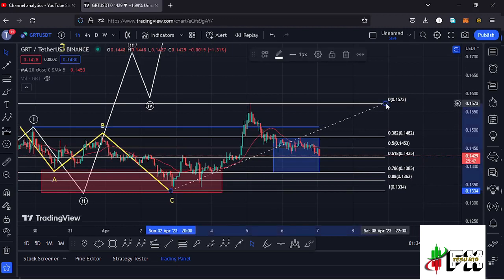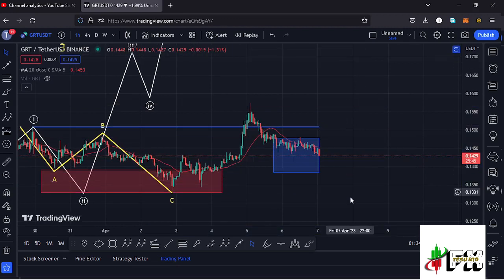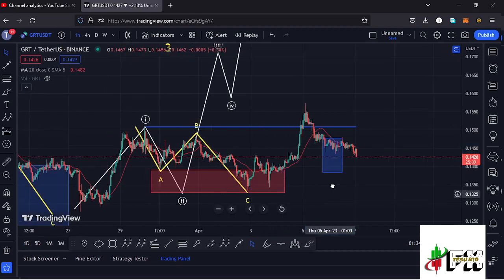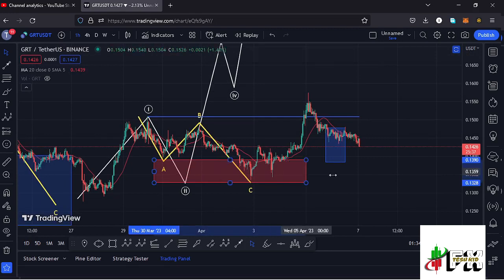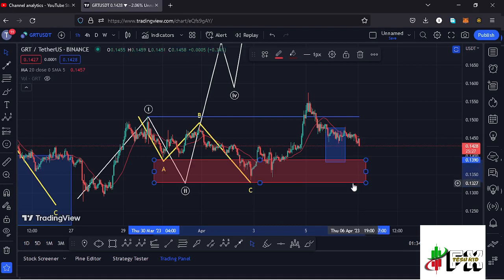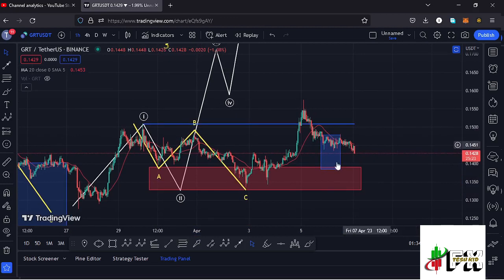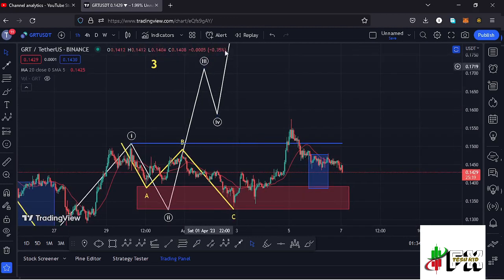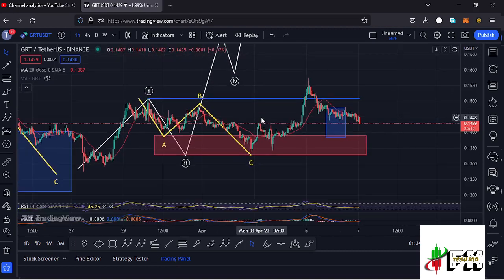And in case we break out of the target area and continue seeing further breakdown, then the alternative scenario be that we are going to see a reset of this second wave. And in case the reset is in between the $0.1391 mark and the $0.1327 mark, then from that target area we can expect our reversal to the upper side in the formation of that wave 3. So that is what I'm expecting here on the GRT chart.